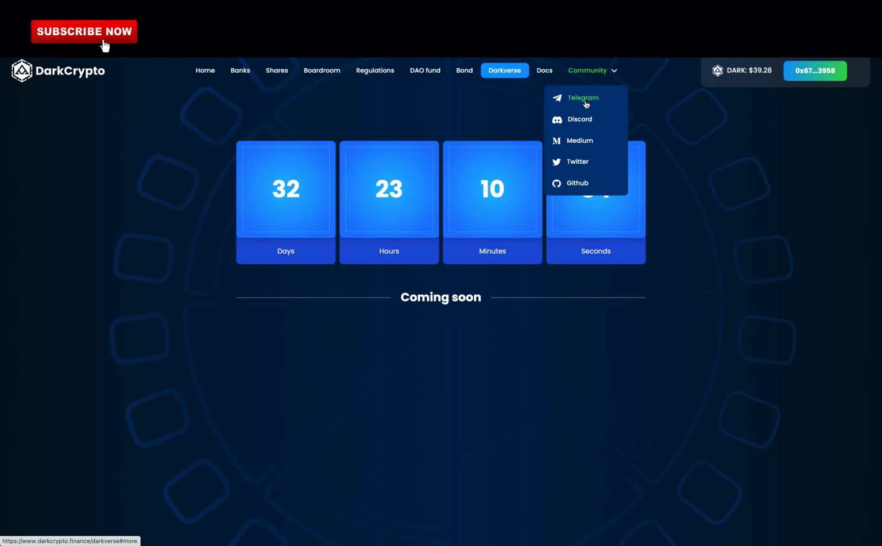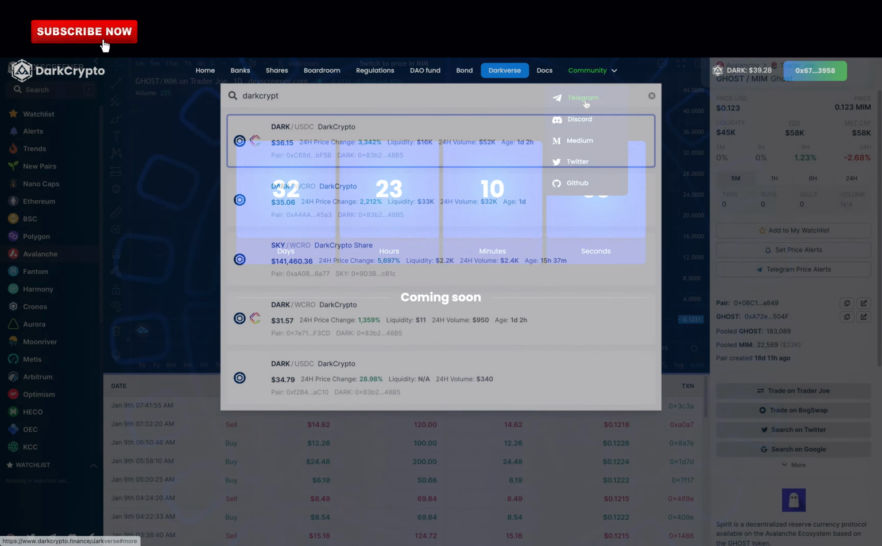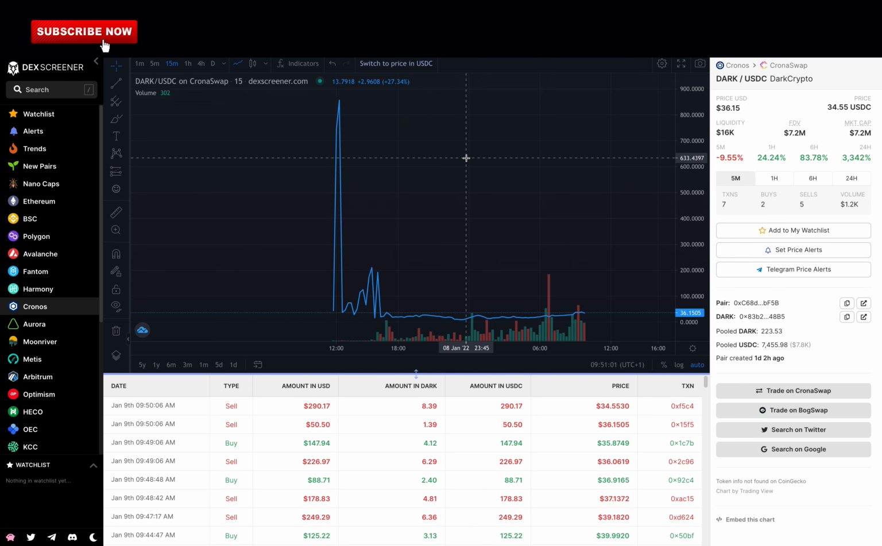So here you can join their community on all these platforms. On DEX Screener, we can see the chart for DARK. The price went all the way up to $800, and we're now at $33. This is totally normal. Tomb fork main tokens start out with a price that is way above peg, but over time come down to their peg of 1:1. So in this case, the price will come down to its peg of 1 DARK to 1 CRO.